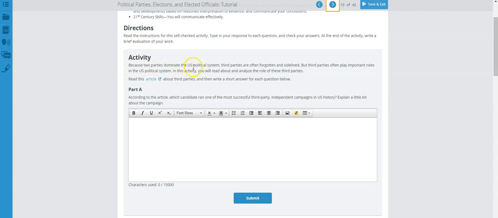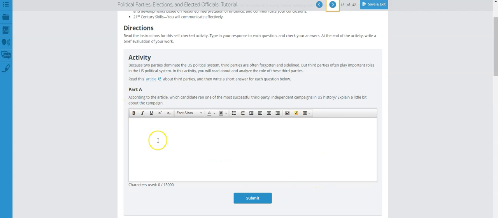Because two parties dominate the U.S. political system, third parties are often forgotten and sidelined. But third parties often play important roles in the U.S. political system. In this activity, you will read about and analyze the role of these third parties. Read this article about third parties and then write a short answer for each question below. Please make sure, here's a link right here where I'm pointing out right now. You need to click on this link, you need to read the information that you're given there, and you need to take notes. Once you have that done, it will be fairly easy for you to answer these questions.